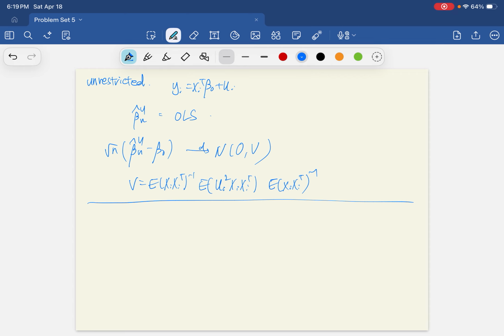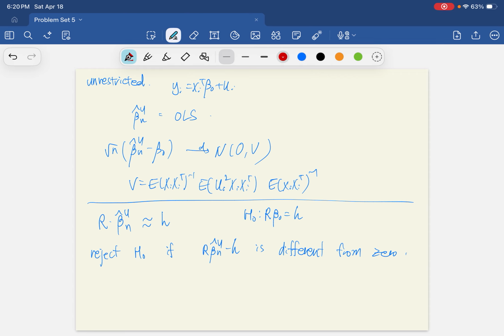Okay, then we have the unrestricted estimator, and let's think about the design of the test statistic. We are going to calculate the unrestricted estimator, then calculate the restrictions, and compare whether it is close to, similar to the vector h or not, right? So we reject the null hypothesis if your restriction minus h is different from 0, because our null hypothesis is R beta 0 equals h. So we are just replacing beta 0, which is unknown. R and h are known. So we replace this with the unrestricted estimator and calculate the distance.